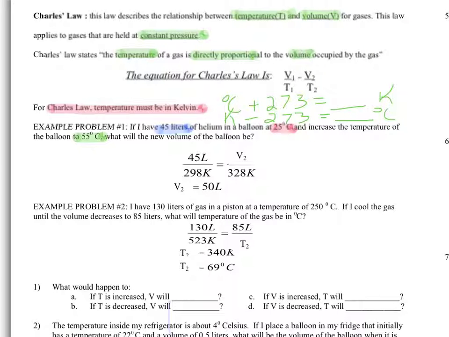Now, first of all, we're going to have to go through and change each of these degrees Celsius to what? Kelvin. So let's add 273, add 273. So I get 298 here and 328 here. Both of these are now in Kelvin. The unit changes.